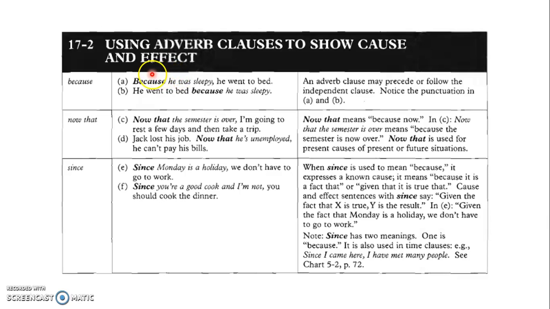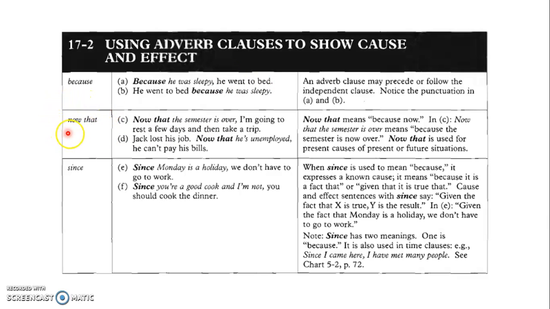Look at this example. Because he was sleepy, comma, he went to bed. An adverb clause may precede or follow the independent clause. Notice the punctuation in A and B. Because he was sleepy, he went to bed. So what is the cause here? The cause comes first, it is because he was sleepy. So what is the effect? The effect is he went to bed.